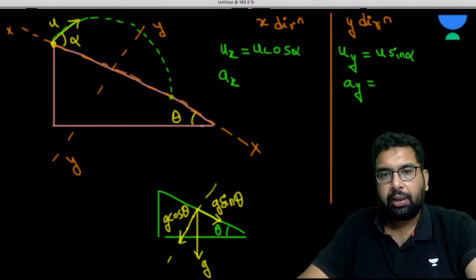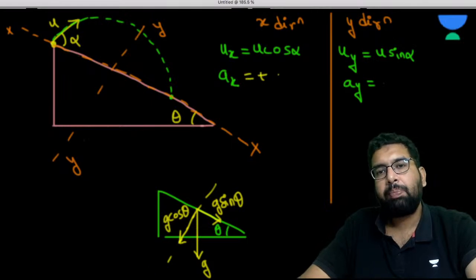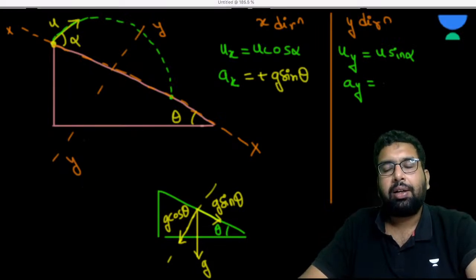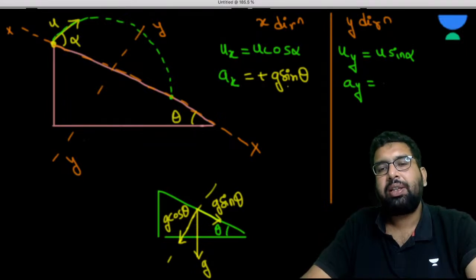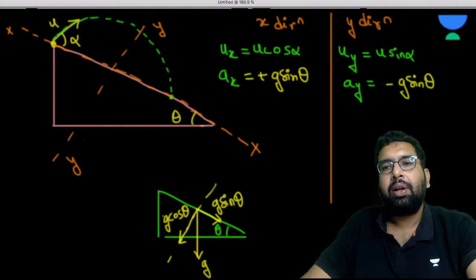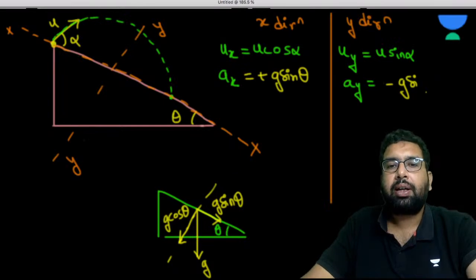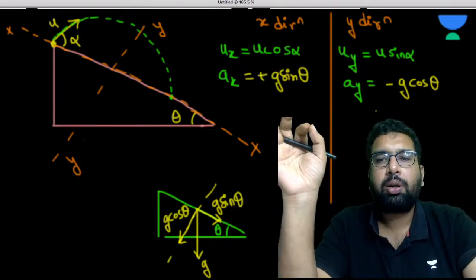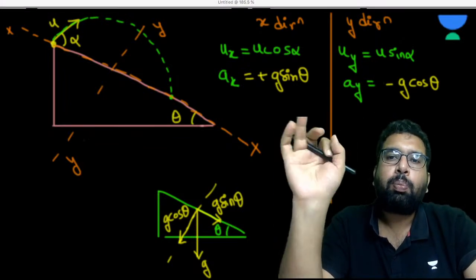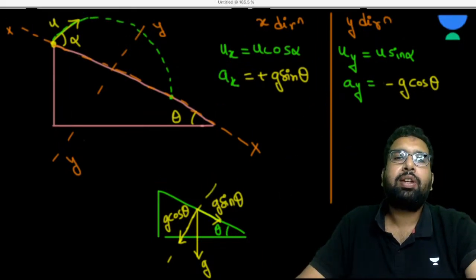Now, in this case, the acceleration in x direction is going to be plus g sine theta. See, it is in the direction of motion. Are you getting my point? This is plus g sine theta. Understood? And this is minus g sine theta, sorry, minus g cos theta. So if you observe, the only difference between bottom to down projectile and top to bottom projectile is in the acceleration in x direction.